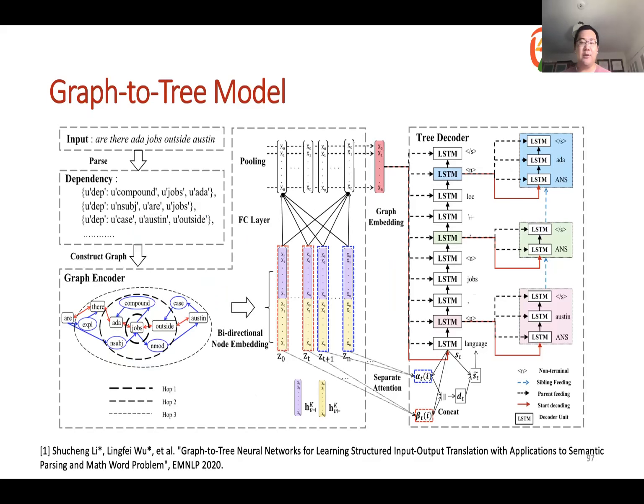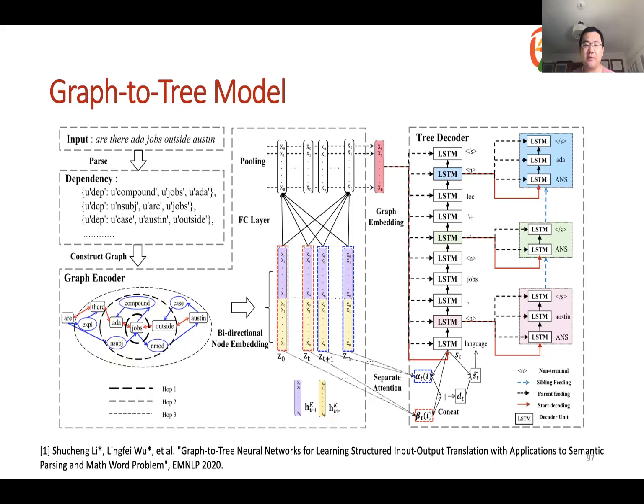So here we are showing our proposed Graph2Tree model. This is the overall computing flow. We have this input, and then we use the dependency parse tree to augment the input to formulate a heterogeneous graph input for our graph encoder. And here we have this bi-directional node embedding, which tries to generate a node representation for each graph node. Then we can do the pooling to feed it to the tree decoder.